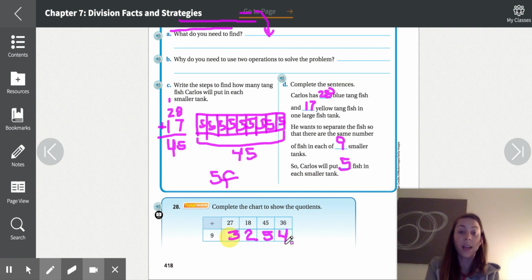Remember, if you did not get all those, you need to be using strategies we practiced, drawing circle groups, using a multiplication equation.